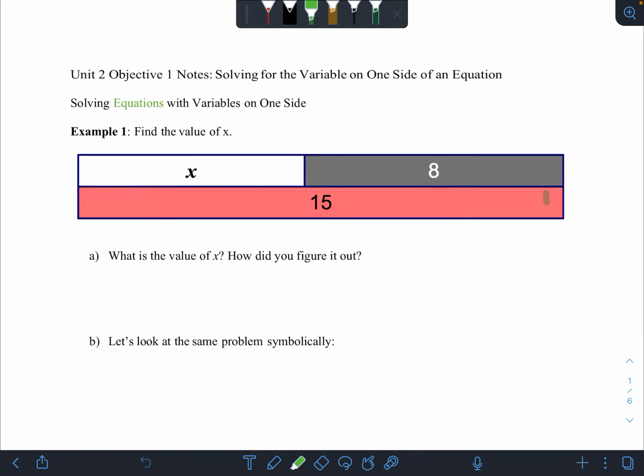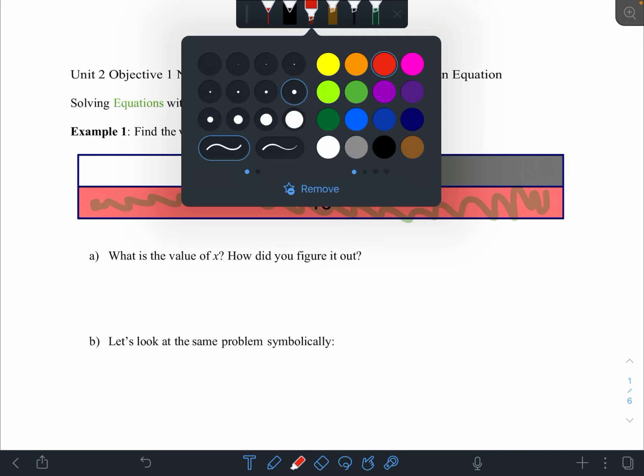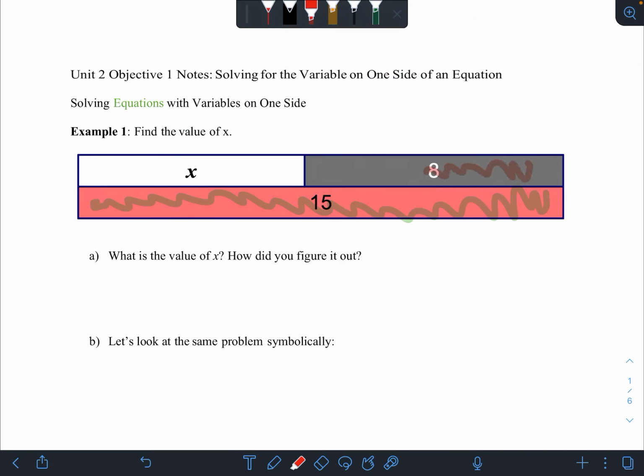When we look at this problem, we can see that 15 stretches all the way across here. And where we've got 8 already provided for us, that's this region right here, we're asked to figure out what's the missing part that would have to take place there so that everything is equal. So what is the value of x? How did you figure it out? If we know that there's 15 in the entire thing and we've got 8, how do we find that missing part? Well, here's what we know. We know that x and 8 together are going to equal 15, right? Those two combined should add up to 15.